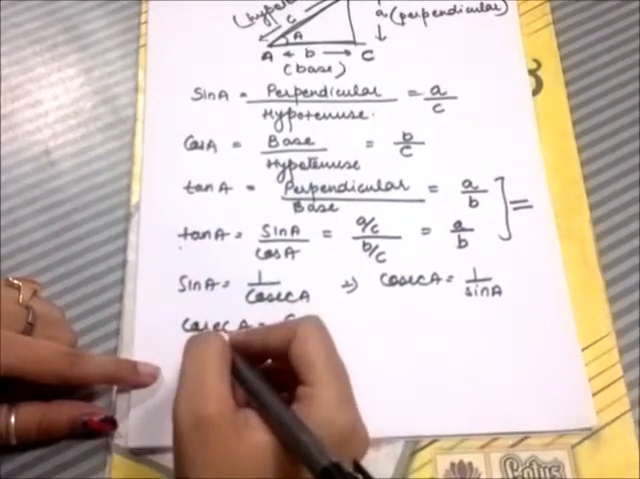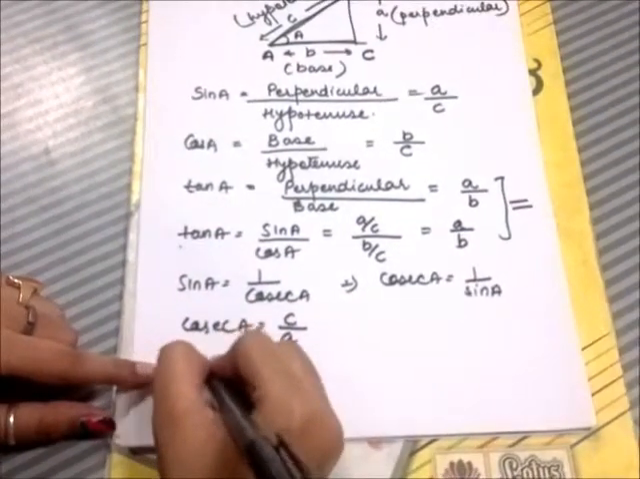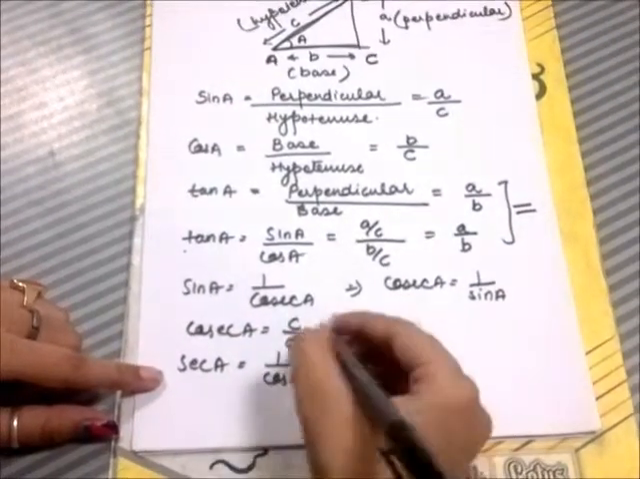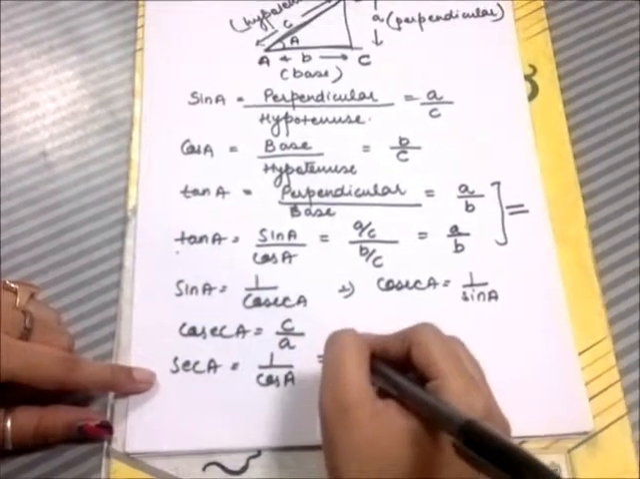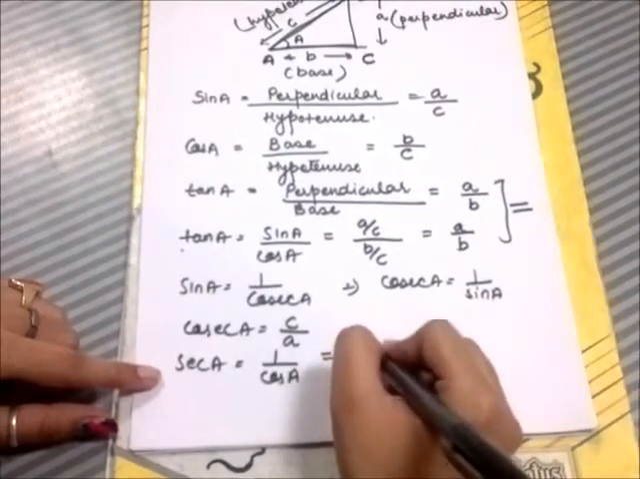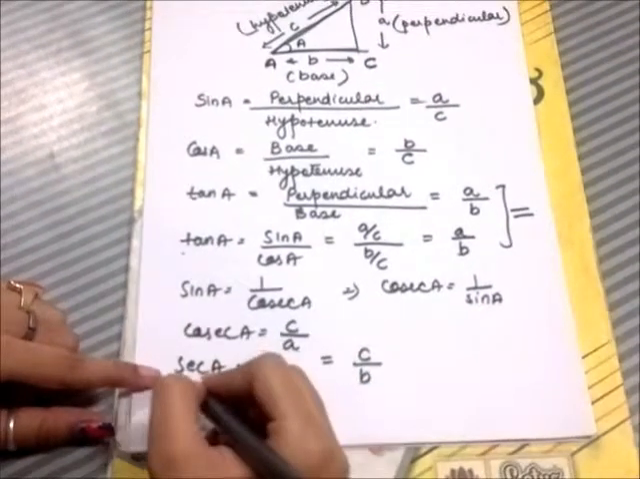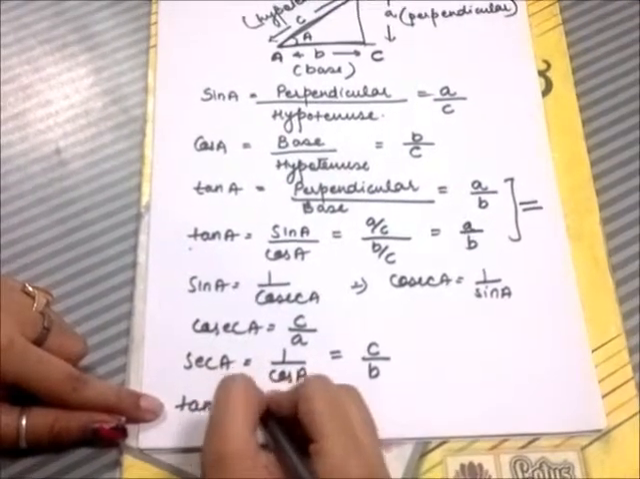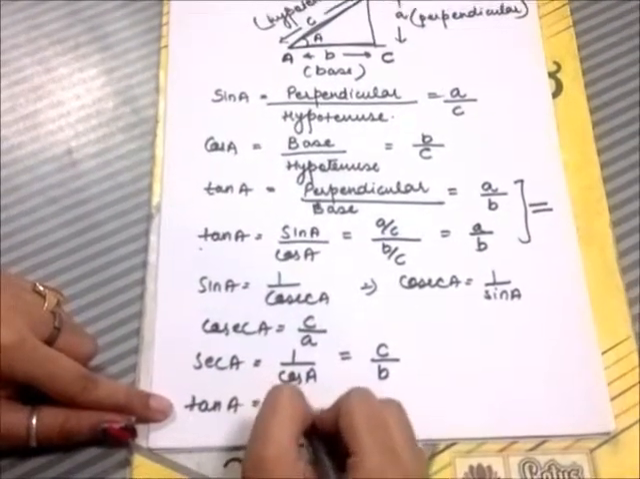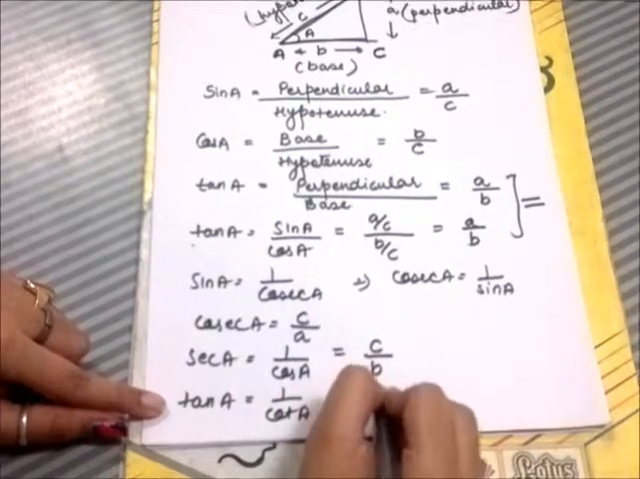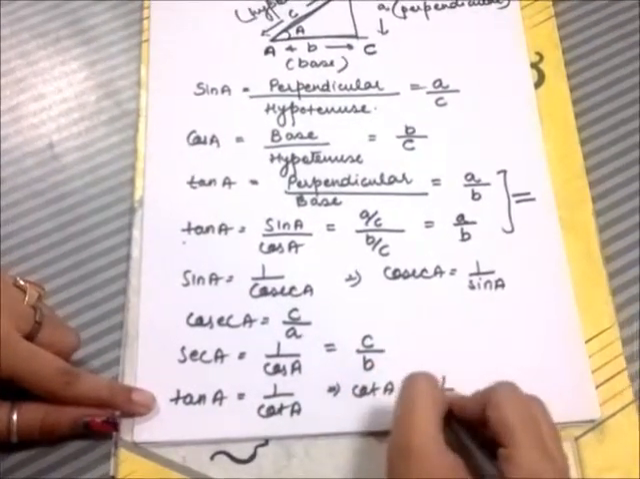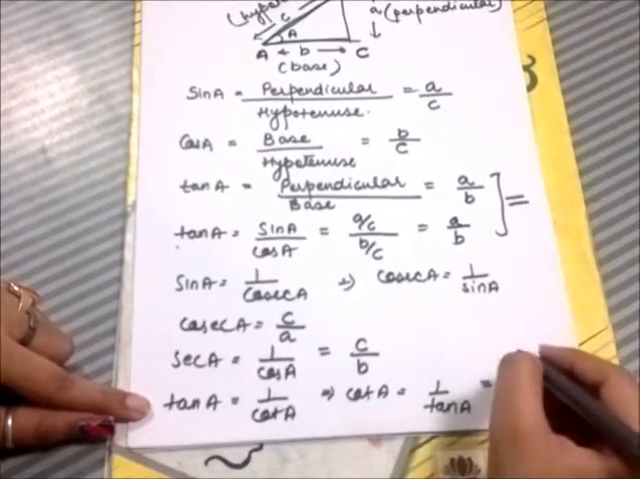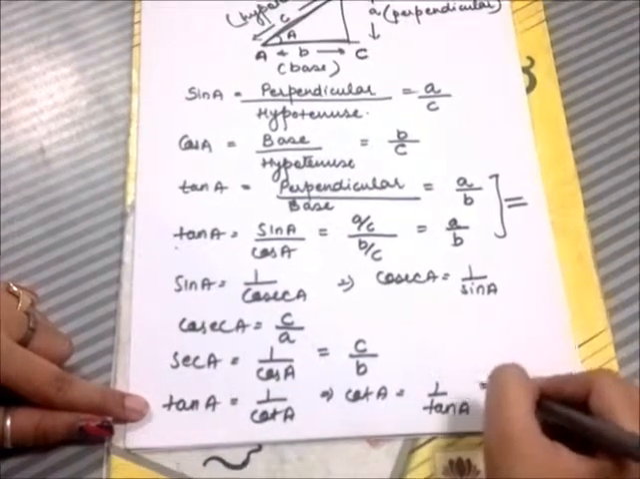Now we'll talk about sec A. Sec A equals 1 upon cos A. It is the reciprocal of cos A. The value of sec A will be C by B. And the reciprocal of tan A is 1 by cot A, or cot A equals 1 by tan A. Cot A equals B by A.